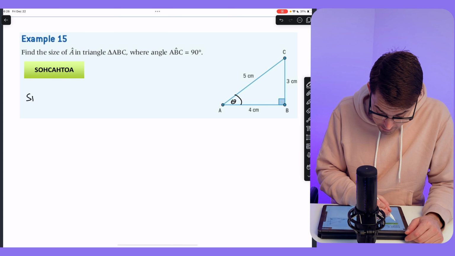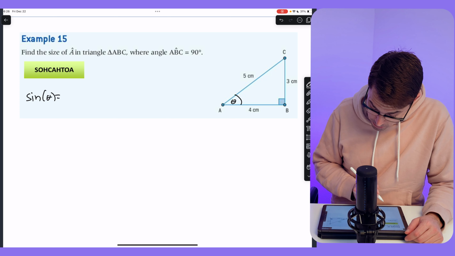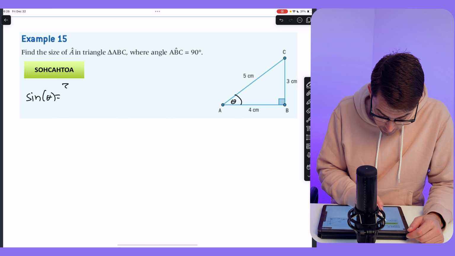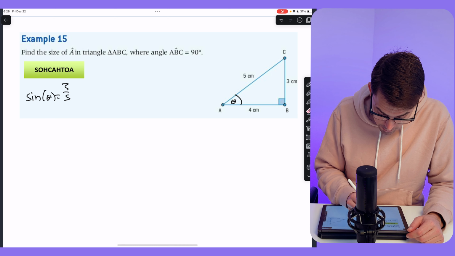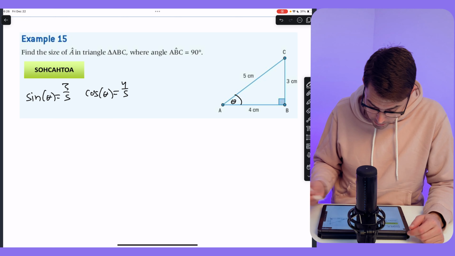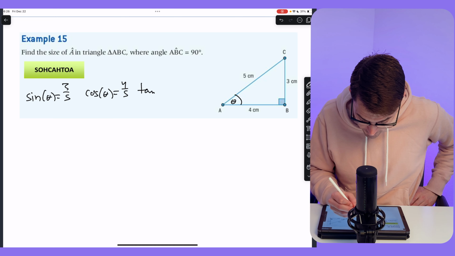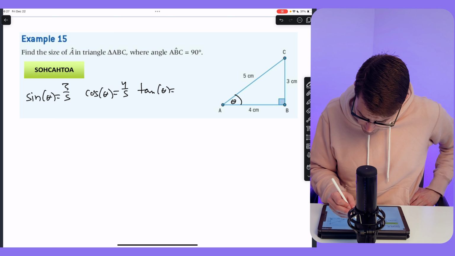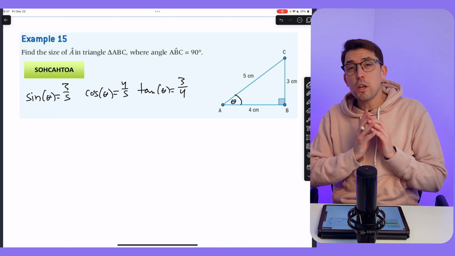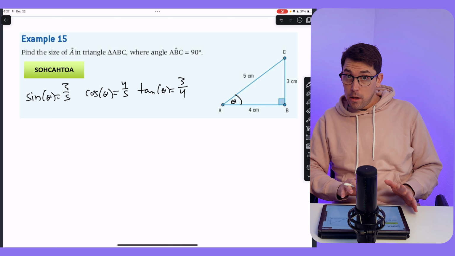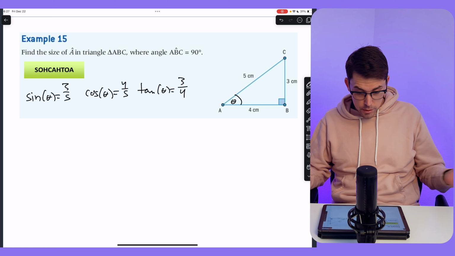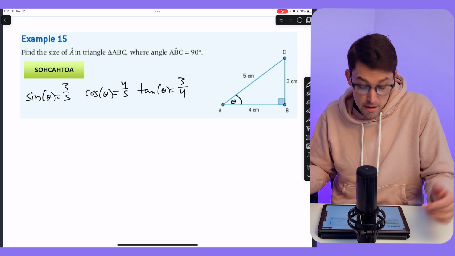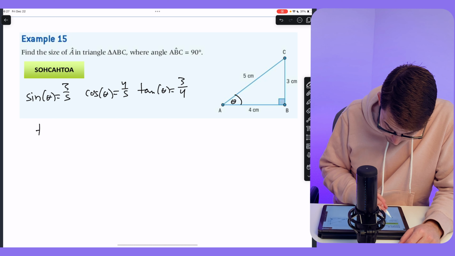If I did the sine of theta, that would be equal to opposite over hypotenuse, 3 over 5. If I wanted to do the cosine of theta, that would be equal to 4 over 5, adjacent over hypotenuse. And finally, tangent of theta would be equal to opposite over adjacent, 3 over 4. We can use any one of these. It doesn't matter. But I'm going to choose tangent. So tangent of theta is equal to 3 over 4.